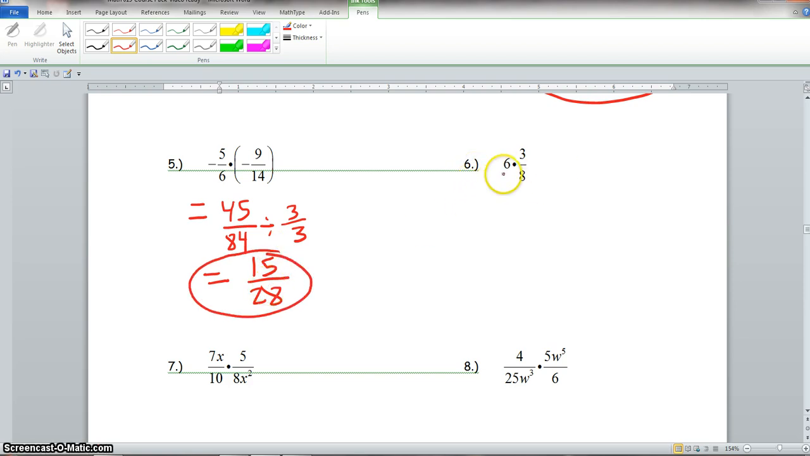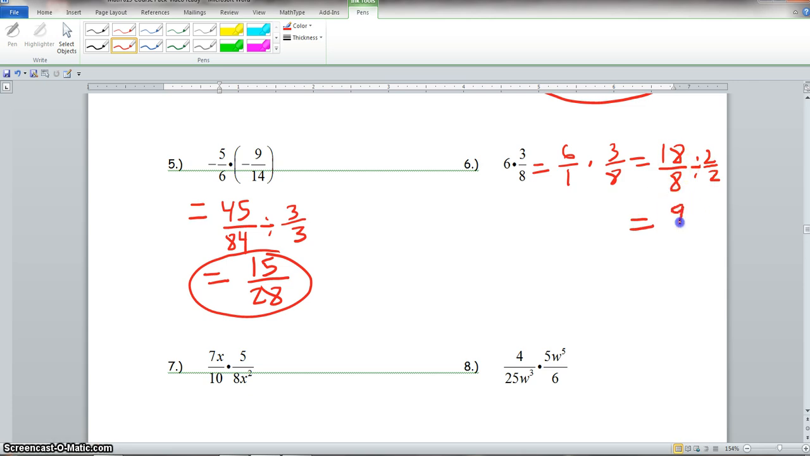Now we come to number 6. Number 6 is a little different than what we've covered so far, because we have a whole number multiplied by a fraction. So the first thing we should do, let's change this whole number to a fraction. We'll make this 6 over 1 times 3 over 8. You could always put a 1 under a whole number, or I should say an integer. Now, we can multiply straight across. 6 times 3 is 18, and 1 times 8 is 8. Now we can simplify this. 18 and 8, the greatest common factor that 18 and 8 have in common is 2.